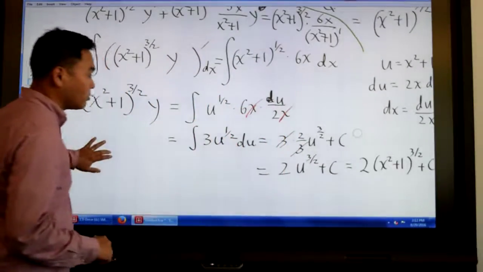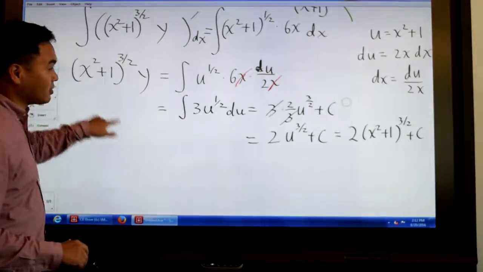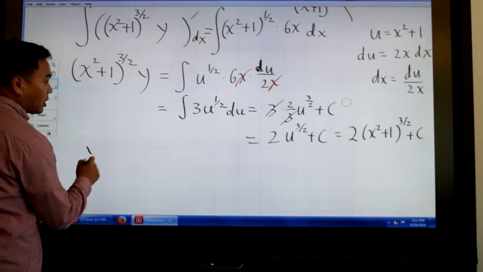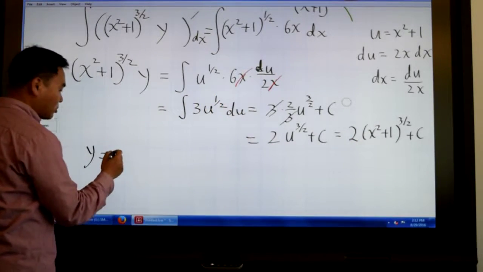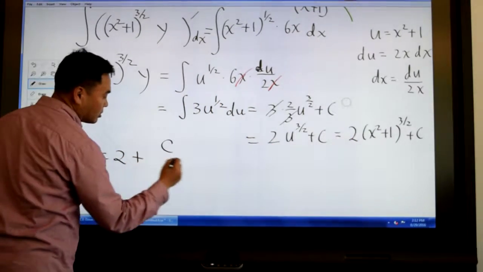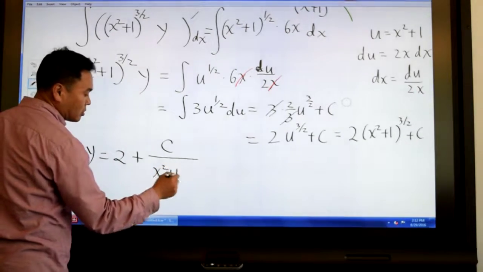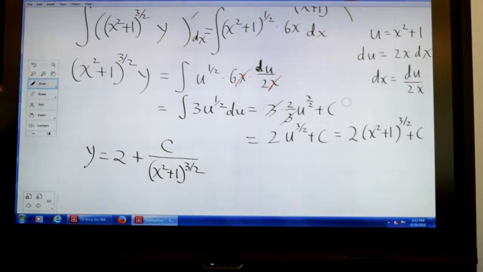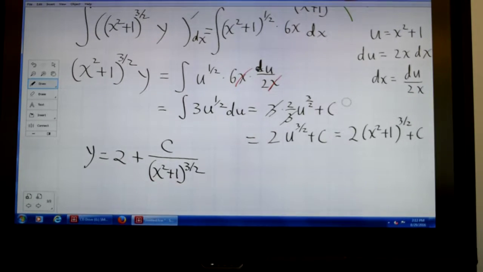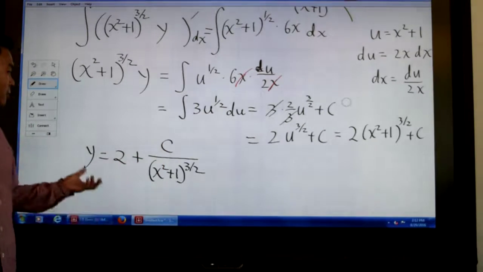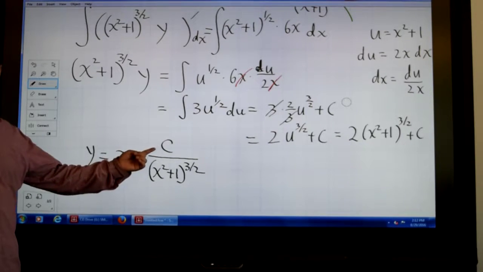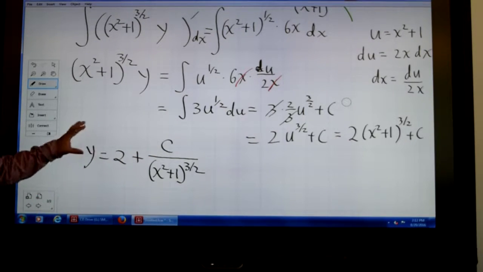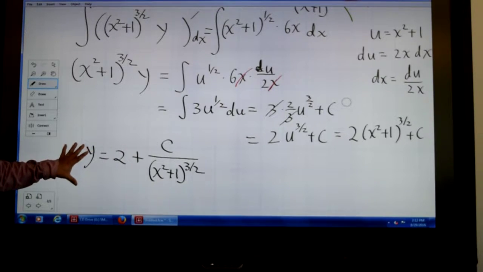And then to finish off this, you should divide this to the other side, and you get y. When you divide this to the other side, this cancels, so you're left with 2 plus c divided by x squared plus 1, 3/2. So that's the final answer. Where you have this c, if you had an initial condition y of 0 equal to something, then you would be using that to figure out what this c is. But since I didn't give you any initial condition, this will be the final answer.